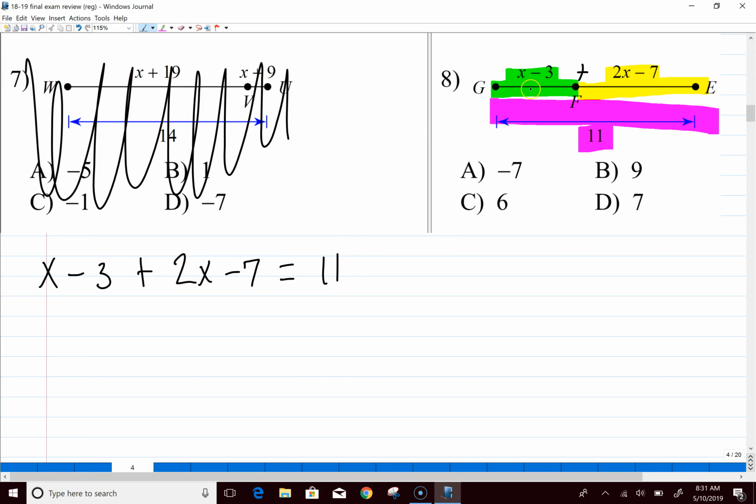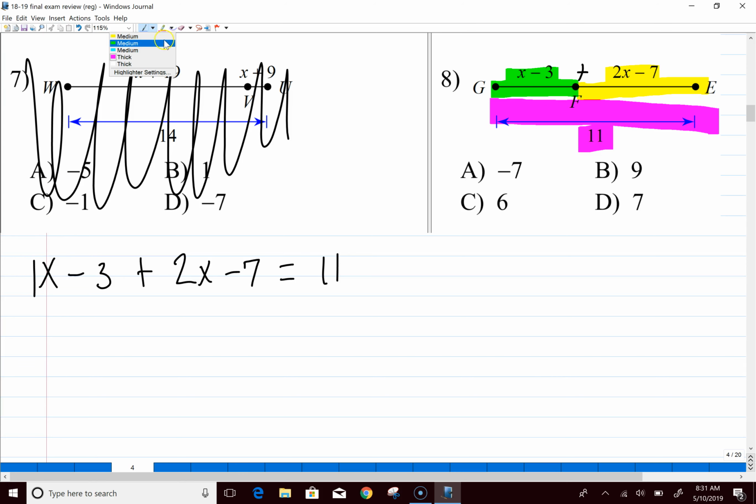11. And you want to know why? If you add the small green part and you add the bigger yellow part, then you get the whole line. GF plus FE equals GE, alright? There's a 1 in front right there.